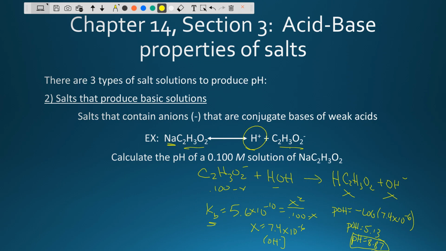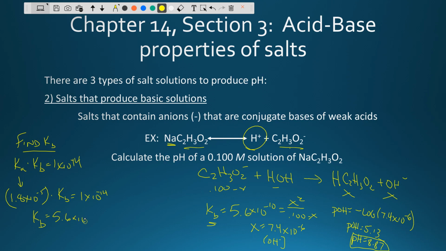Now, to find my Kb, there's a couple ways to find that Kb value. Okay, I could look that up. Otherwise, remember, my Ka times my Kb is going to be 1 times 10 to the negative 14. Okay, and so I could also look up the value of my acetic acid. So this is my acetic acid right here. That ends up being 1.8 times 10 to the negative 5. That times my Kb equals my 1 times 10 to the negative 14. And so my Kb then was 5.6 times 10 to the negative 10.